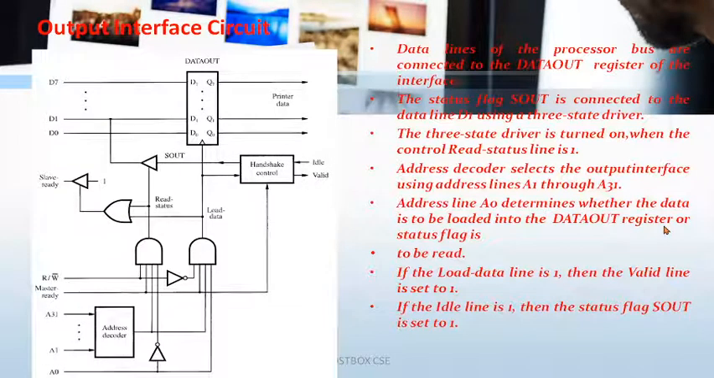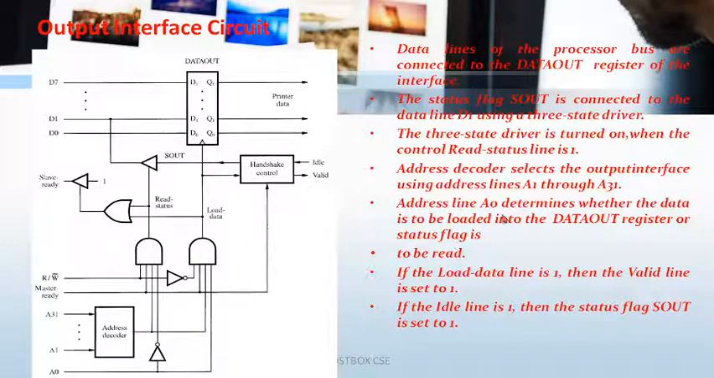So simple and easy. Here the data lines of the processor bus are connected to the data out register of the interface. The status block S out is connected to the data line D1 using the 3-state driver. Remember, here this is S out, and it is connected with the help of the 3-state driver. Then the address decoder selects the output interface using address lines A1 through A31. This is the address decoder.